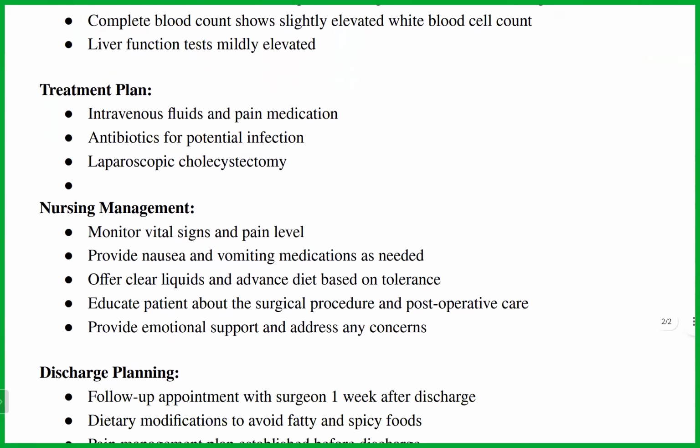And what is the nursing management? As a nurse, how do we care for the patient? We have monitored the vital signs daily and pain level, provided nausea and vomiting medication as needed, offered clear liquid and advanced the diet based on tolerance. And we have already educated the patient about the surgical procedure and post-operative care, provided emotional support and addressed any concern. These we have already done during the hospitalization.